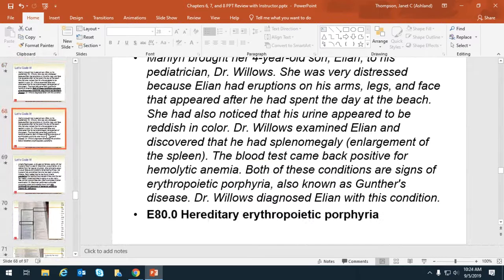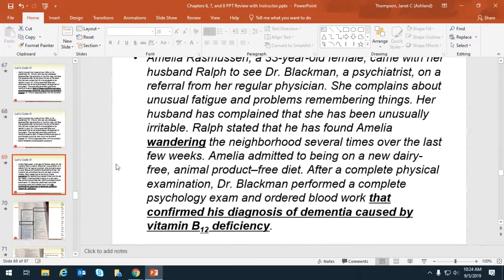I think I'm going to skip this one just for Tommy's sake because we got one more chapter. We're going to skip the hereditary erythropoietic porphyria. Love those medical terms. And we're going to look at this one. This is a little more complicated situation.